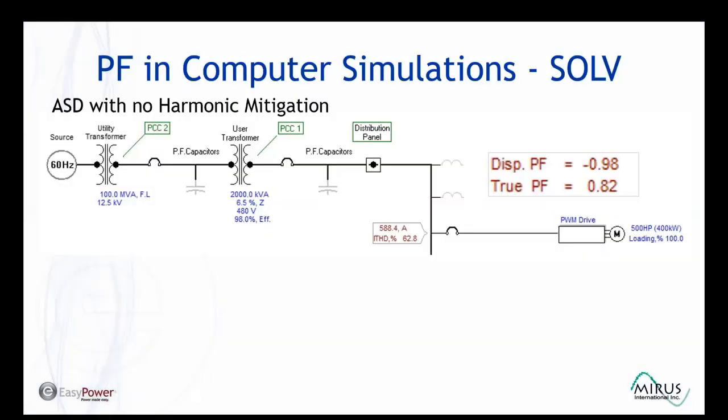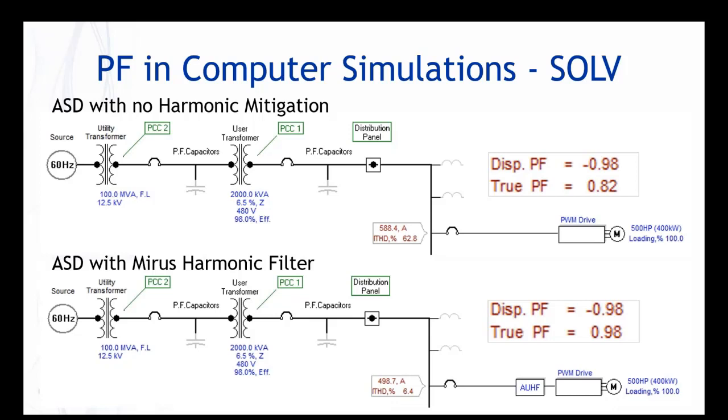Let's have another look at the SOLV computer simulations that we introduced earlier. Without harmonic mitigation, the displacement power factor is high, but true power factor is low due to the high distortion component. When the harmonics are reduced to 6.4% ITHD by the application of the wide spectrum harmonic filter, true power factor is increased to essentially the same value as the displacement power factor component.